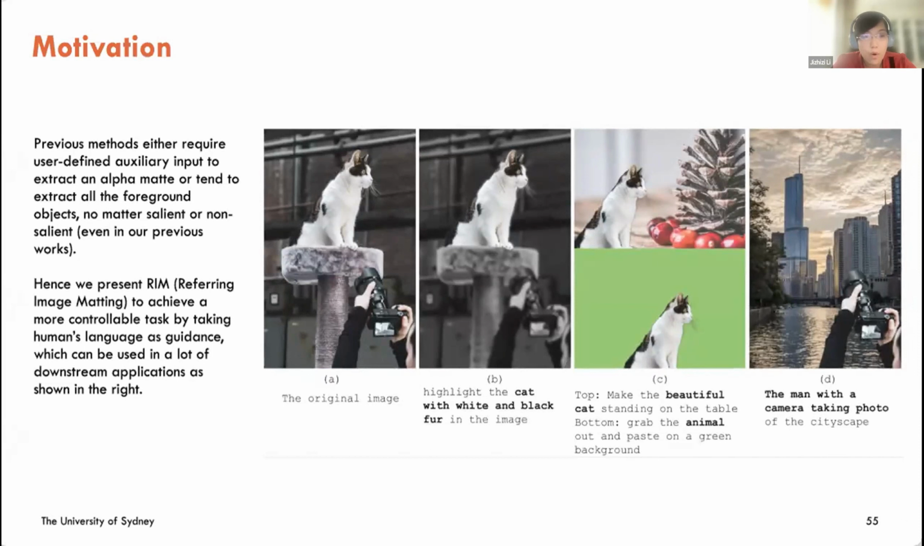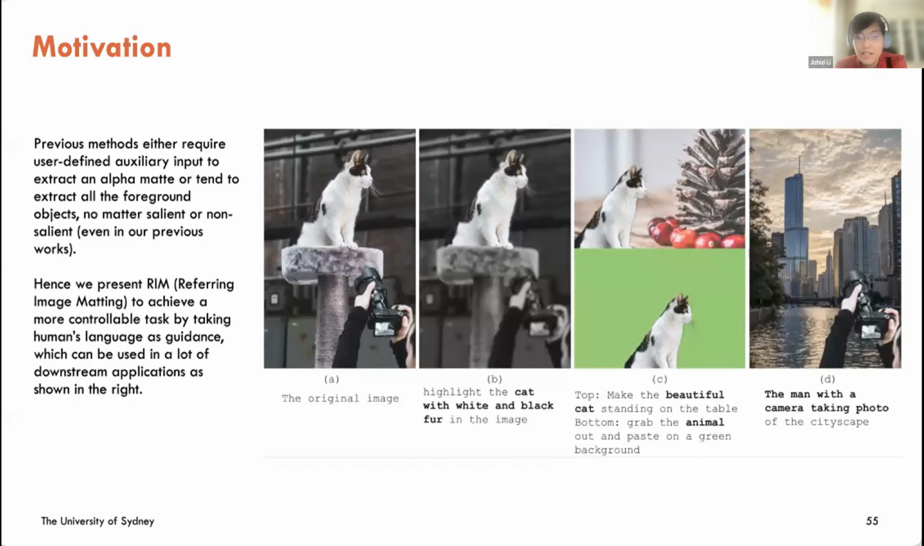We wanted to achieve a more controllable task by taking human language as guidance. So let's have an example. We have an original image that contains a cat and also a human who is taking a photo. We want to only highlight the cat with white and black fur in the image. We are able to do that using only language. And we want to make the beautiful cat stand on the table, we are able to grab the animal out and paste it on a green background. And we want to say, please generate the photo of a man with a camera taking a photo of the cityscape.